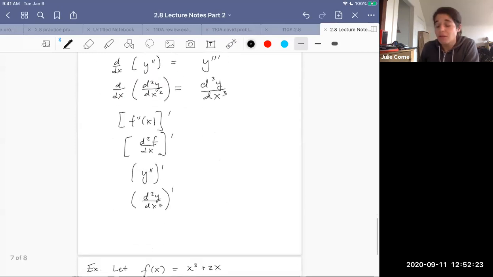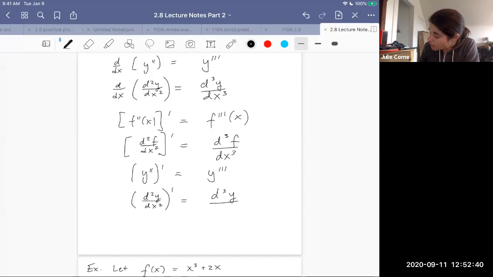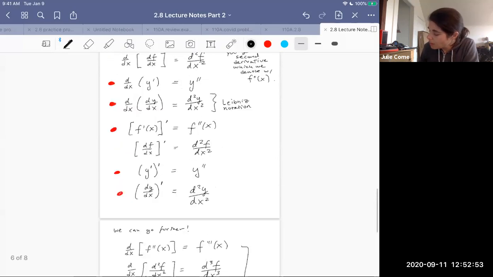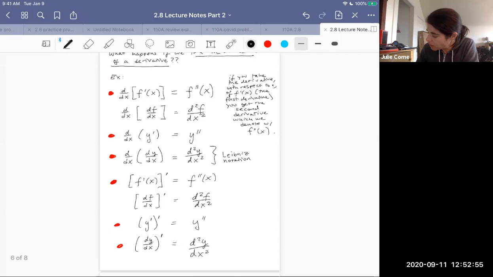And the same thing follows for all of the prime notation. So this would be f triple prime of x. This would be d cubed f over, oops, that should have a square there, dx cubed. This will be y triple prime, and this will be d cubed y over dx cubed. And again, all of these notate the third derivative. And maybe I should put in here, these all mean the second derivative.